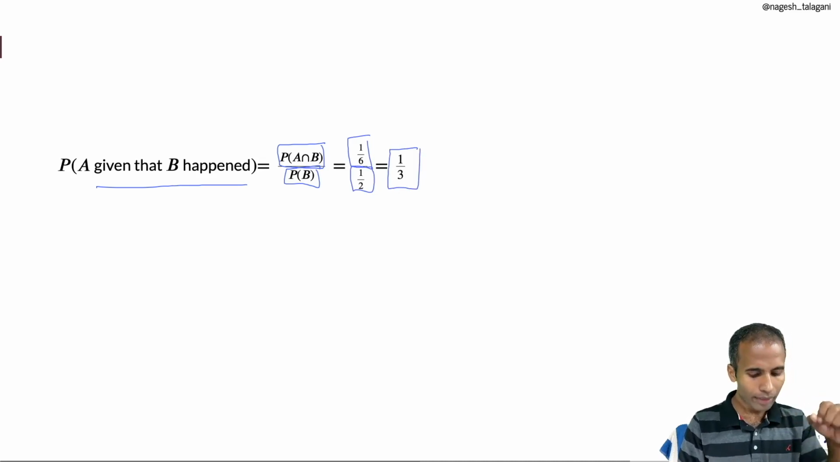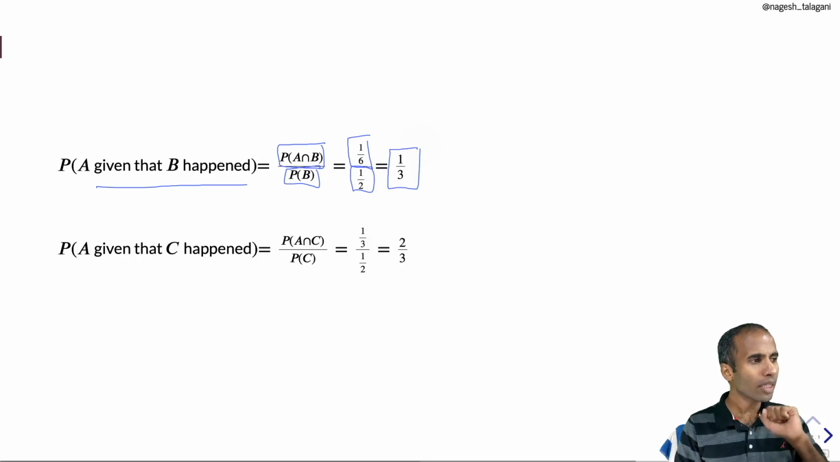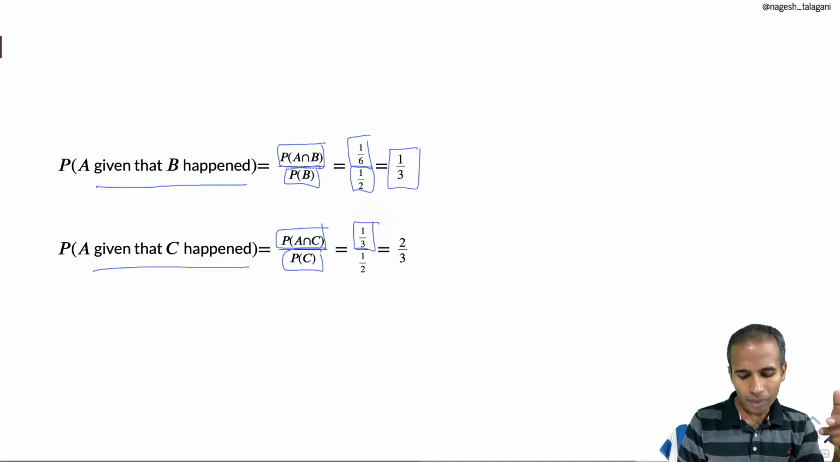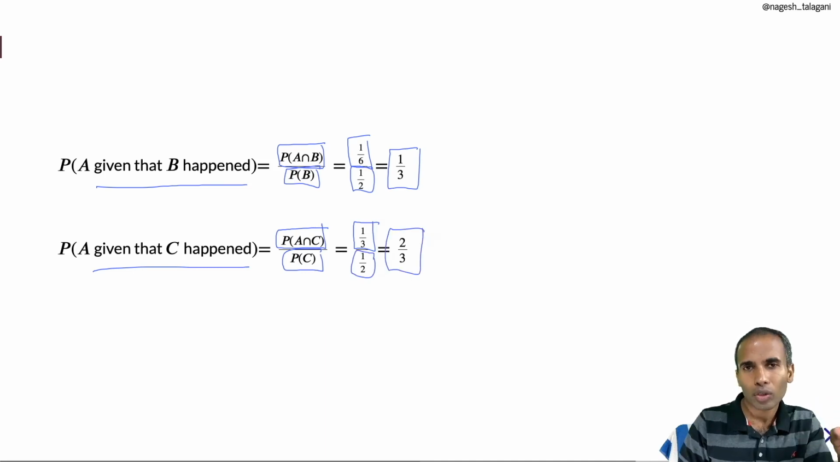So fine. Next, similarly, the probability of A given that C happened, according to this updating rule, should be the probability of A intersection C by the probability of C, and A intersection C means odd prime, which is 3 and 5. So 2 are favorable out of 6, so it should be 1 by 3, and the probability of C, the probability of the die landing on an odd number, is 1 by 2. So 1 by 3 by 1 by 2 is going to be 2 by 3. So this updating rule is consistent with our intuitive probabilities for the above die example.